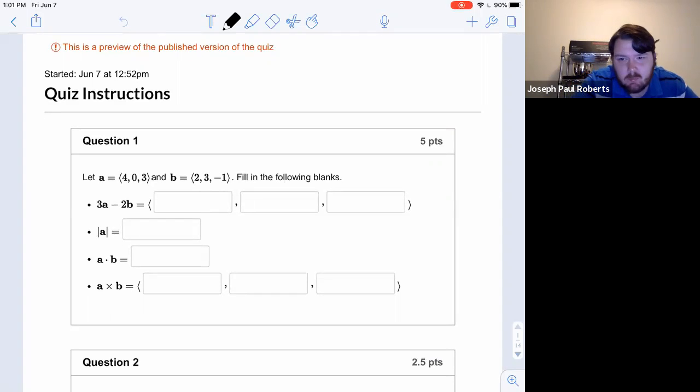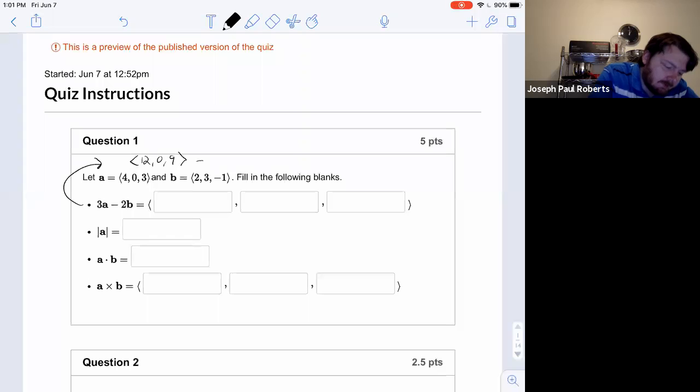So first question should have been pretty standard. Just do some basic vector calculation. So 3a minus 2b, well, what? 3a is going to be 12, 0, 9. Minus 2b. 2b is going to be 4, 6, negative 2. So it looks like we get the vector 8, negative 6, 11.